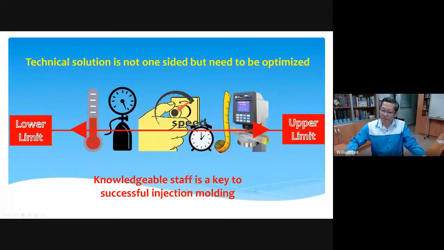So knowledgeable staff is therefore a key to successful injection molding. So the solution is not always one-sided. If you always go low, I mean, you solve a lot of problems. You need to crack your head to find this optimized. But in reality, it cannot be too high, cannot be too low.